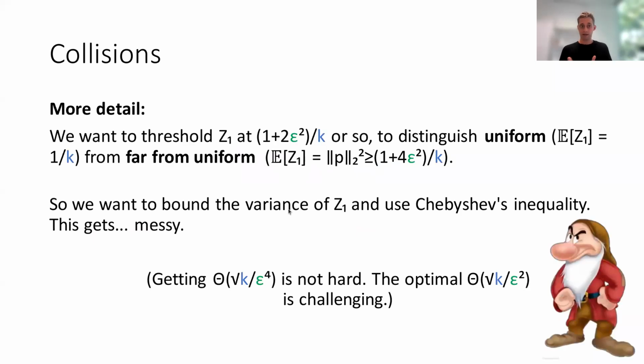So yeah, here are the details. We're going to threshold that Z1 statistic at something between 1 over k and 1 plus 2 epsilon squared over k, to distinguish uniform apart from far from uniform. We want to use Chebyshev's inequality. This is not easy, but that works. And that gives a very simple algorithm.